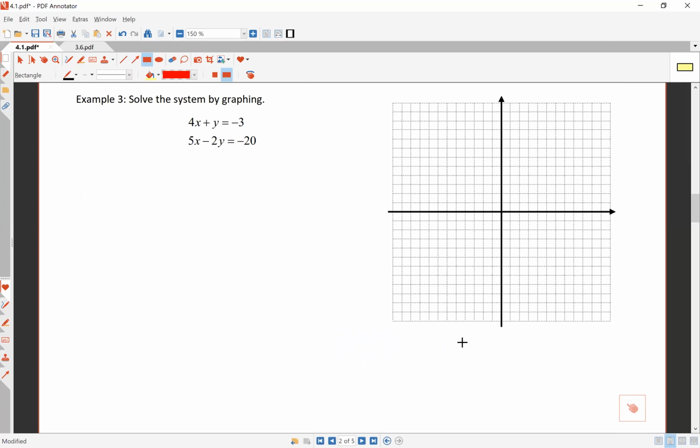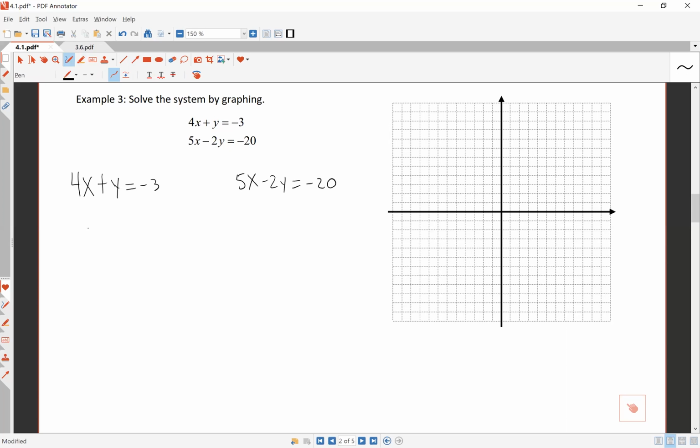Example 3, same thing, but this time they're not in slope-intercept form. We know to graph these lines, it's much easier to write them in slope-intercept form. 4x plus y is -3, and 5x minus 2y is -20.